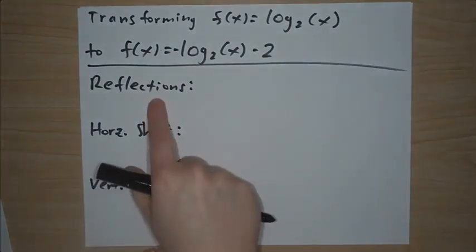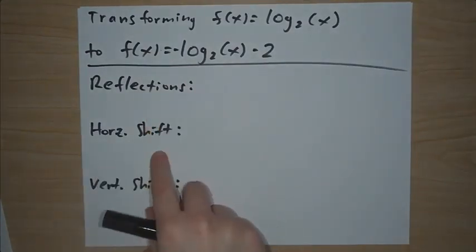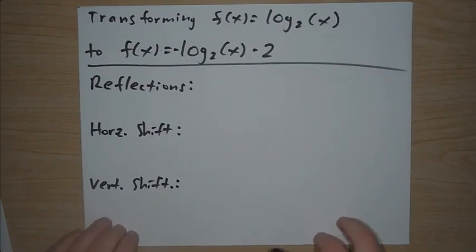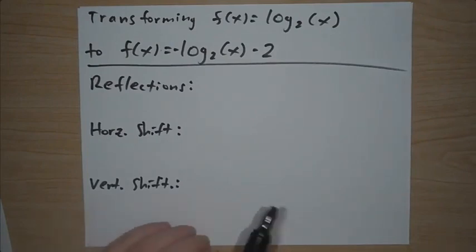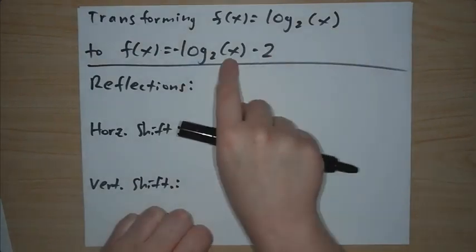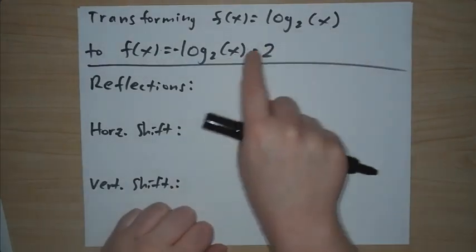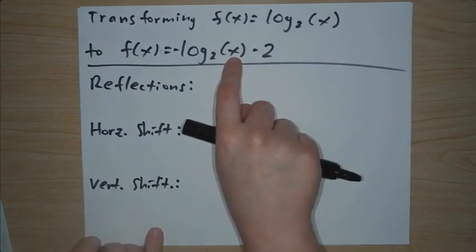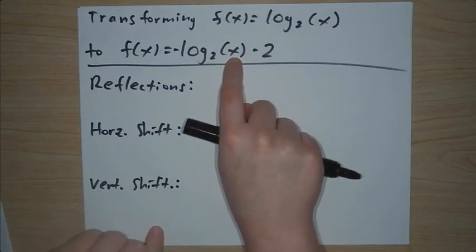So we're going to look at reflections either across the x or y axis. We're going to look at horizontal shifts, if it moves left or right, and we're going to look at vertical shifts, if it moves up or down. So starting with reflections, if they happen across the y-axis, they happen when our x value is negative. As our x value, from this function to this function, does not become negative here, there is no reflection across the y-axis.